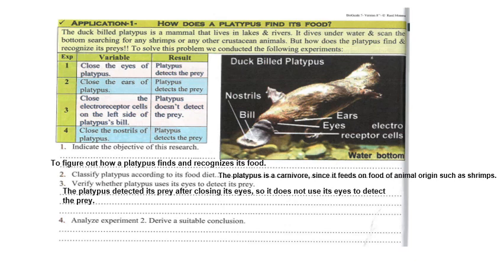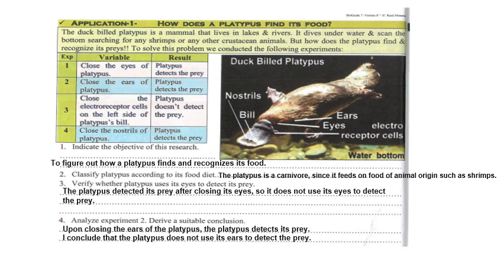Analyze experiment 2, derive a suitable conclusion. When we analyze, we can start from the variable, then we move to the result, or the opposite. Let's start from the variable in experiment 2. We say, upon closing the ears, the platypus detects its prey. We conclude that the platypus doesn't use its ears to detect the prey.